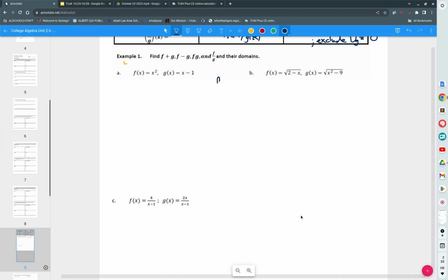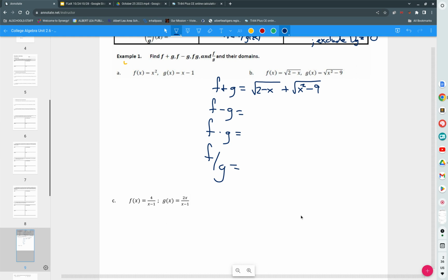So here we go. We got f plus g, and we got f minus g, we got f times g, and we got f divided by g. Okay, so rules are a little bit different now as we have radicals. Are you allowed to add two radicals if that part is not the same? No, you're not. So all you can do with this is just write the square root of 2 minus x plus the square root of x squared minus 9.